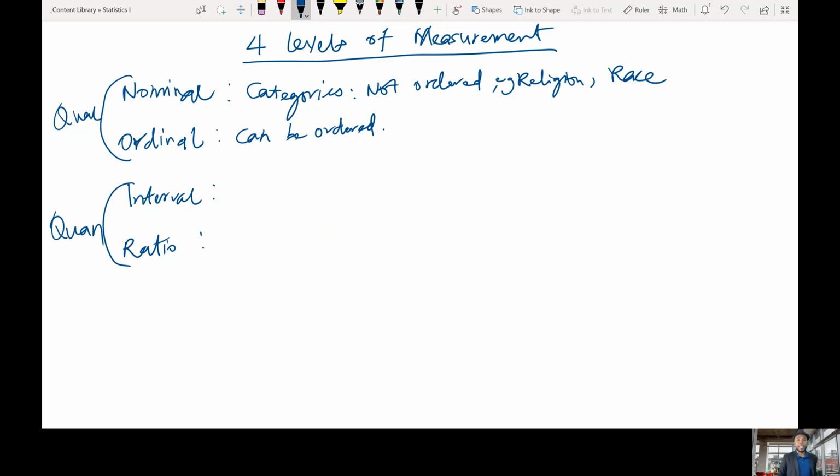Okay, so let's look at interval. What's an interval measurement? The key difference between interval measurement and ratio is that in interval measurement, there is no natural zero. For interval, it's also ordered, and the differences are meaningful.